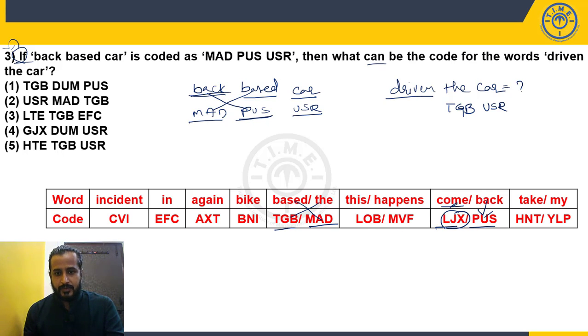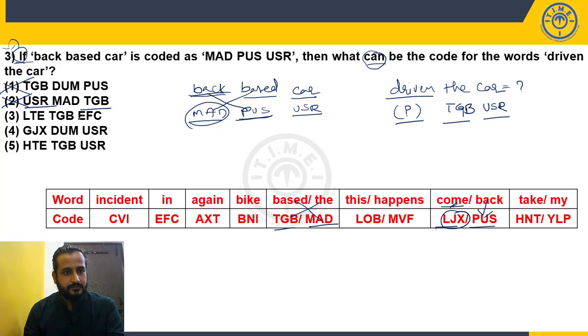Now, driven. Do you have this term here? No, it is a new word. So even the code we should take new one. That's why it is given can be. Okay. So new word, new code, TGB, USR. First of all, look at these two. TGB, USR. Choice 1 ruled out. TGB, USR is okay, but MAD is the existing word. But I have to take the new word, new code. So choice 2 is ruled out.